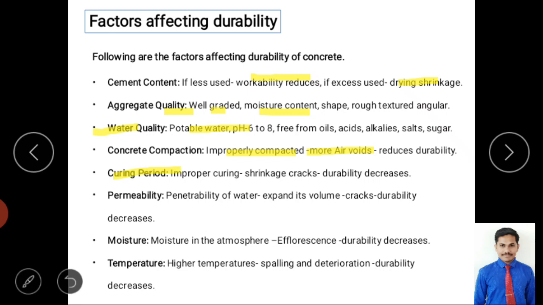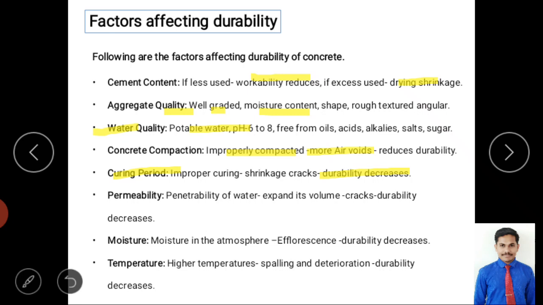Next, curing period. Here curing, we know what you mean by curing. It is applying water on the surface of concrete, but here some time is required. For example, 28 days of curing, 7 days of curing, 1 day of curing, right? So proper curing has to be made to avoid shrinkage cracks. If you are not making proper curing, improper curing causes shrinkage cracks. If there are shrinkage cracks, definitely it reduces the durability, right? Proper curing is required and sufficient time is required.